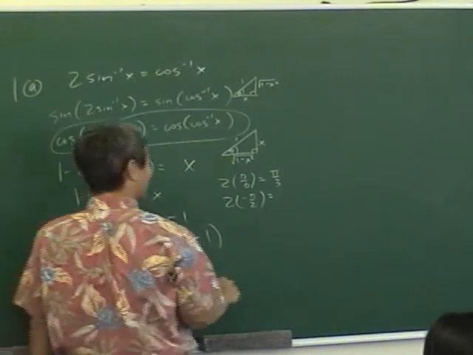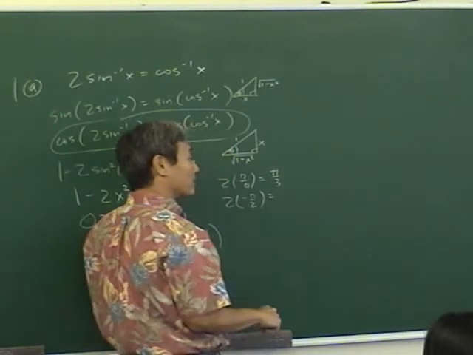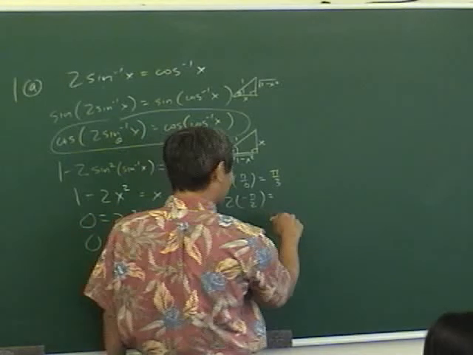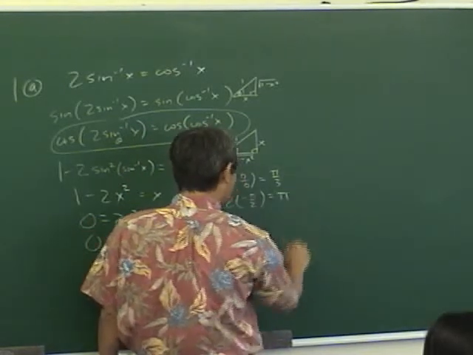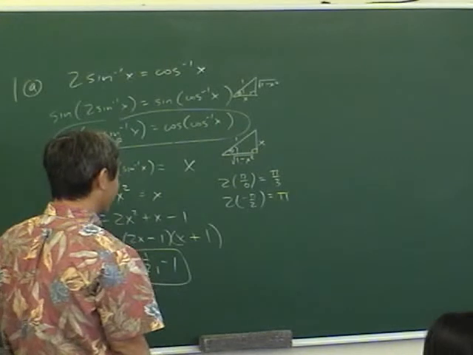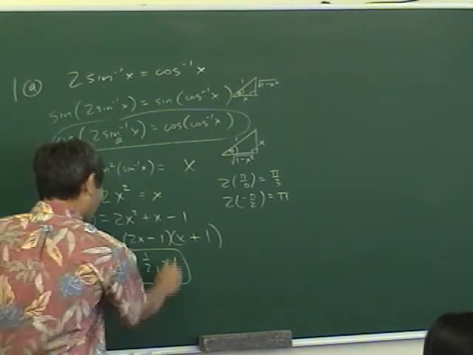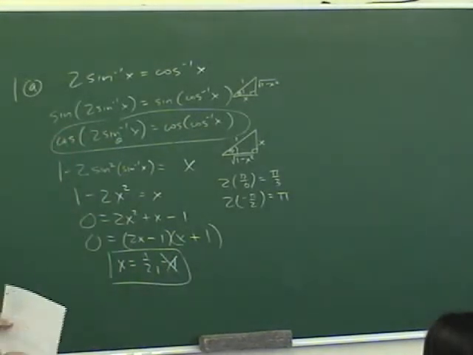Cosine inverse negative 1. Cosine of what angle is negative 1, but it's got to be in the range. You guys better know this tomorrow. This is tomorrow's quiz. Pi, is that true? Is negative pi equal to pi? No. Wait, let me get my calculator. No, it's not. So you've got to cross that out. So the only answer is 1/2.